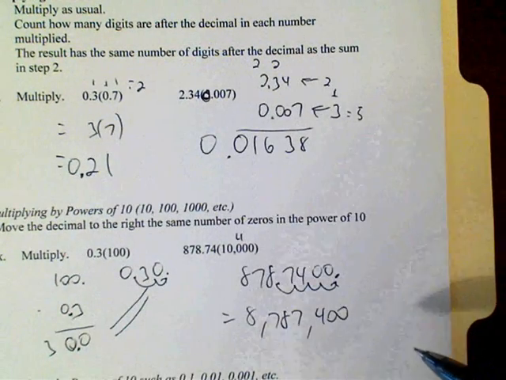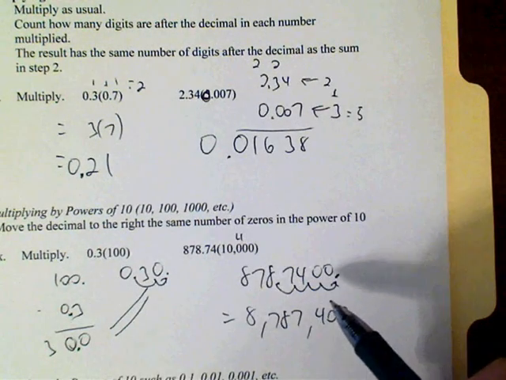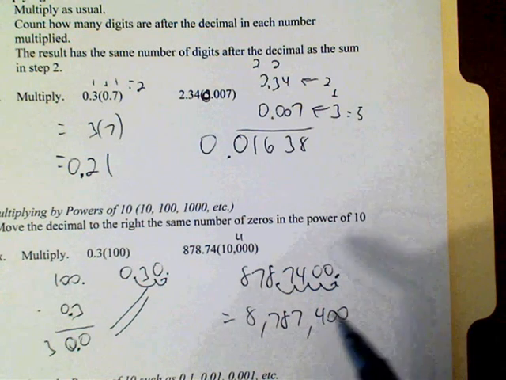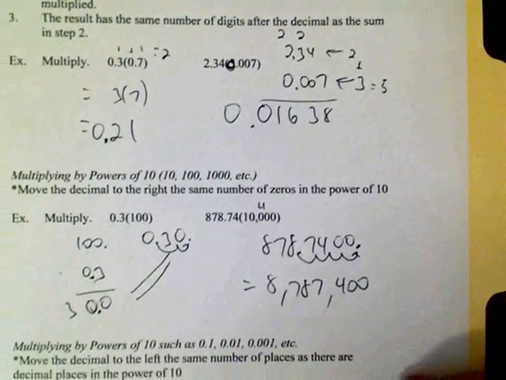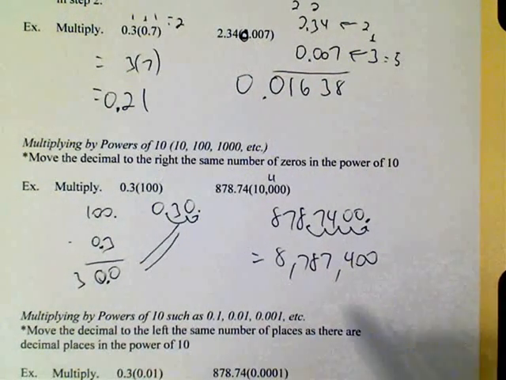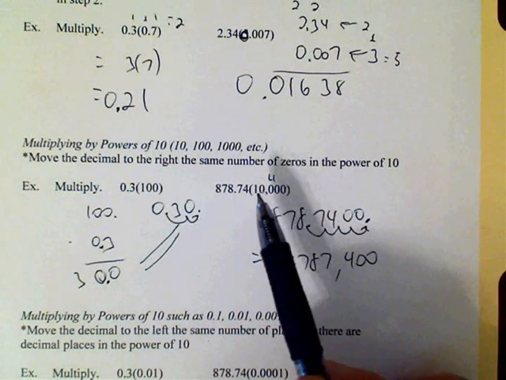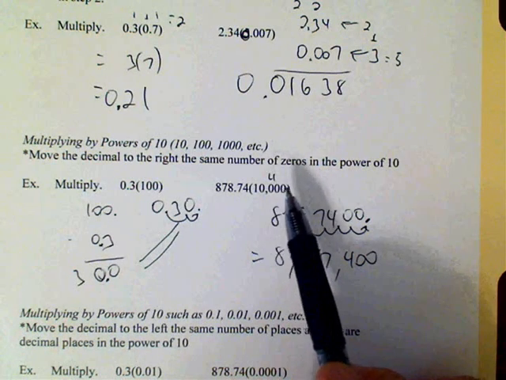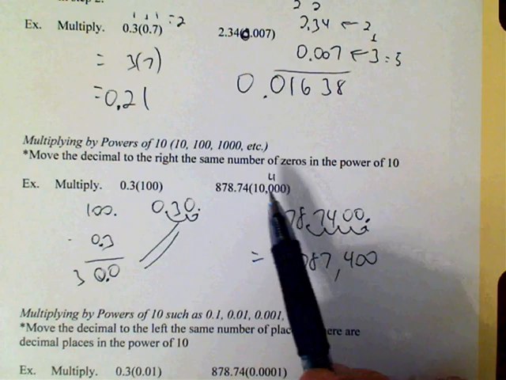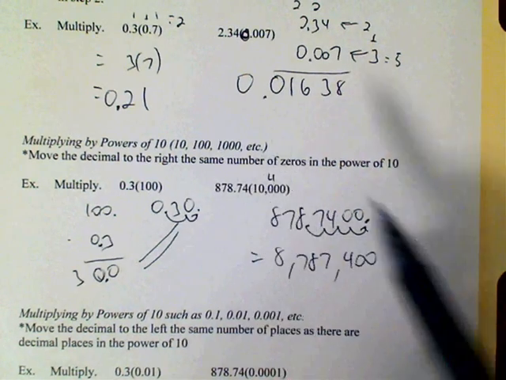8,787,400. This is actually the same thing as scientific notation. If you ever heard of scientific notation, this is what's going on. Now that's not that big a deal because it's really easy to multiply by 10,000. You just basically write down 4 zeros and then multiply by 1, and you count decimals. Let me do that right quickly.